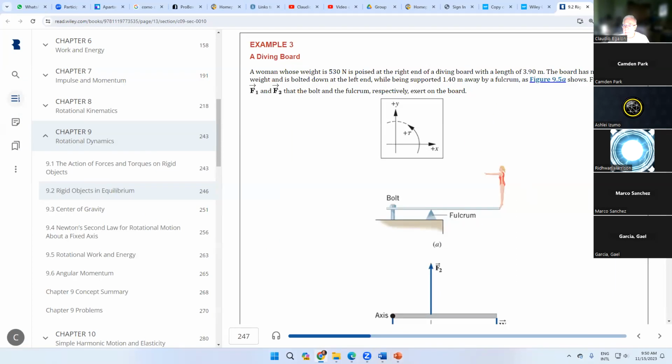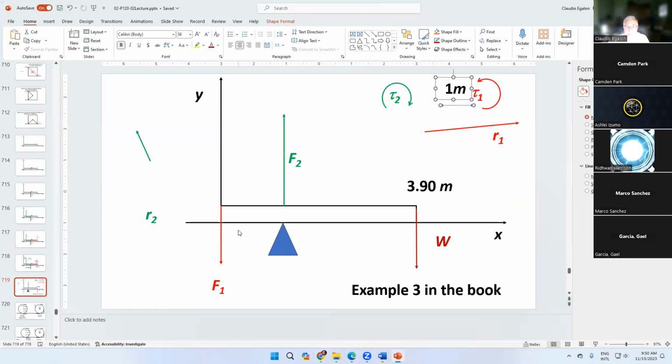Why is that? Because if I put my point of reference right in here, the torque of this unknown force is going to be 0. Similarly, if I put my point of reference right in here, the torque of this F2 is going to be 0. And what's the advantage of having the torque of either one be 0? You simplify the equations. You take out one of the unknowns from the equation. That's why.